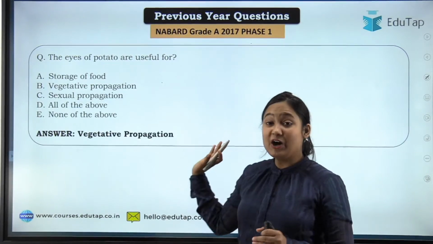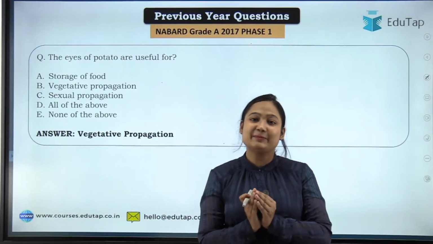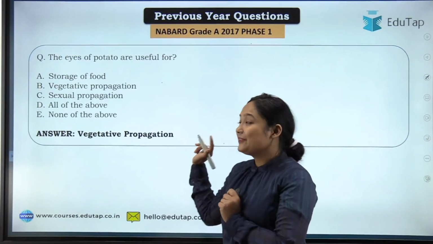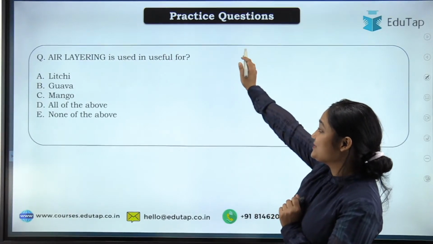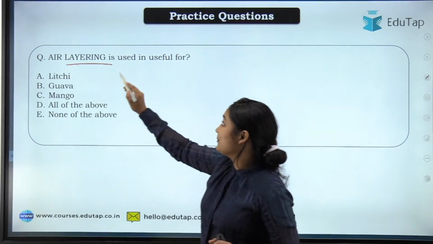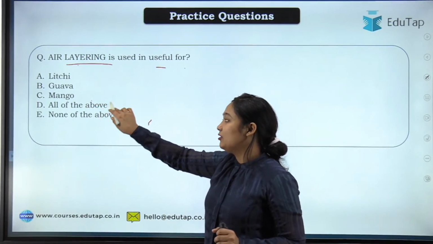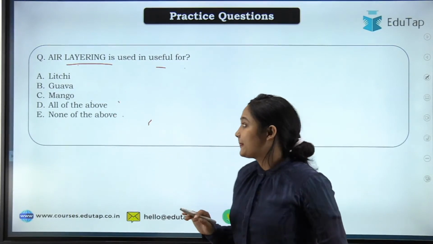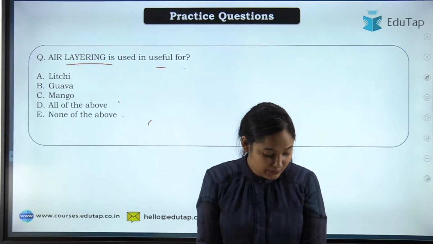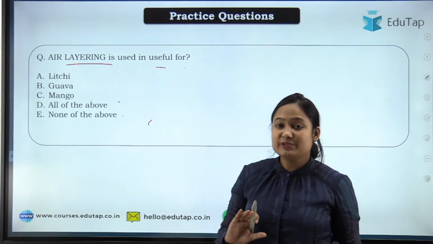Okay. Now moving to the practice question. Okay, Jayesh, everybody has given the correct answer. Very good. Now it's time for the next question, and that is your practice question that can appear in your exam. Air layering we are talking about is useful for which of the following? Your options are lychee, guava, mango, all of the above, none of the above. So do let me know. Air layering, I think it was quite easy. We are not using any medium.